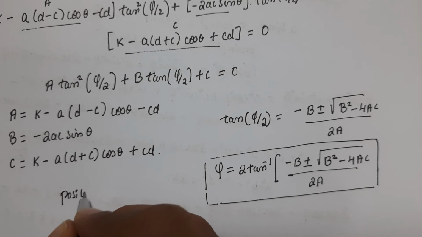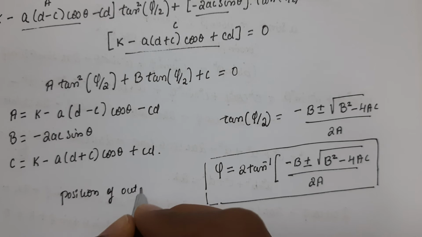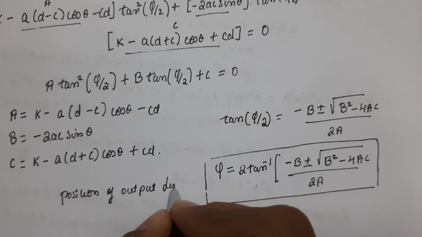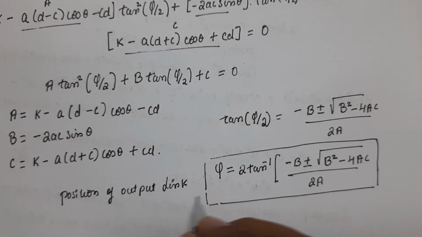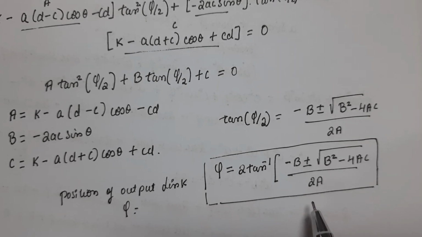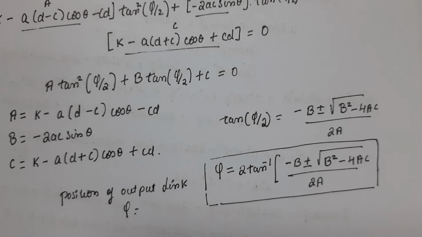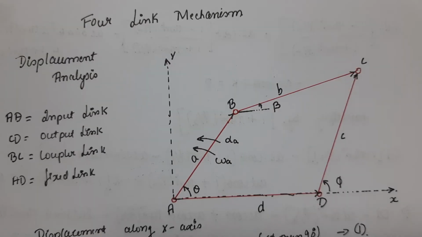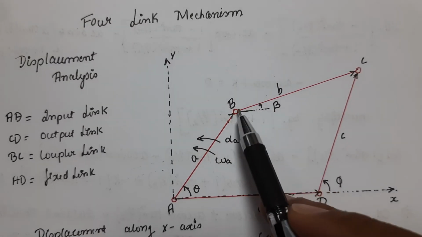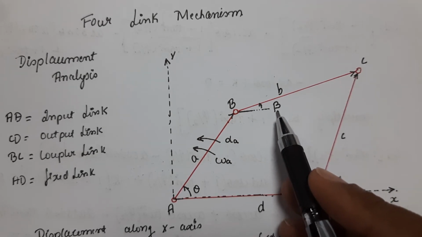So the position of the output link, that is phi, can be calculated if the magnitudes of the links, that is A, B and C, and the position of the input link are known. Next, let us find out the position of the coupler link with an angle beta.